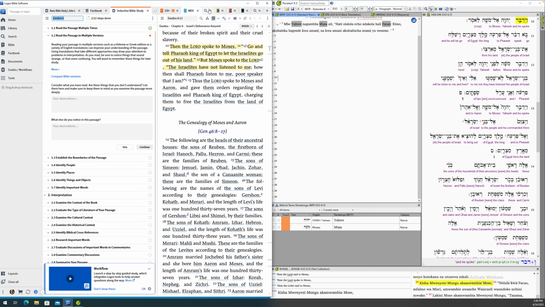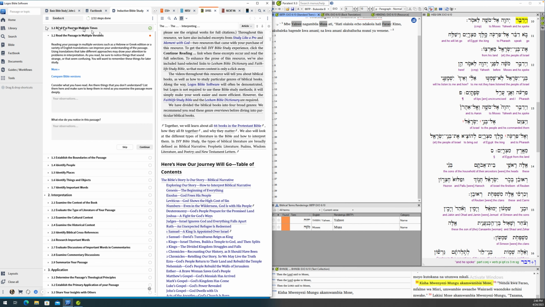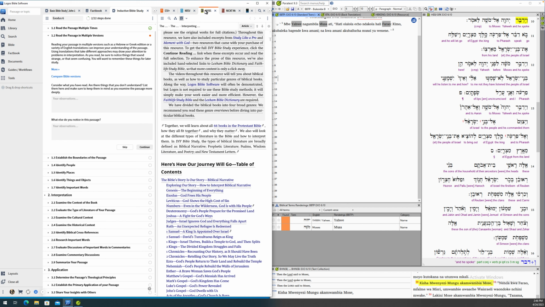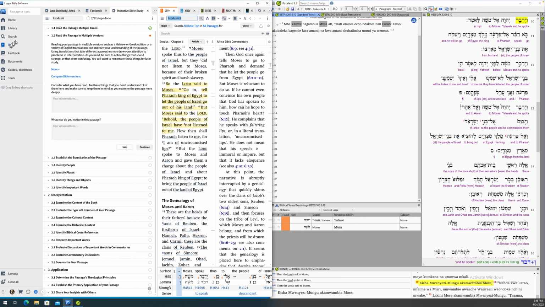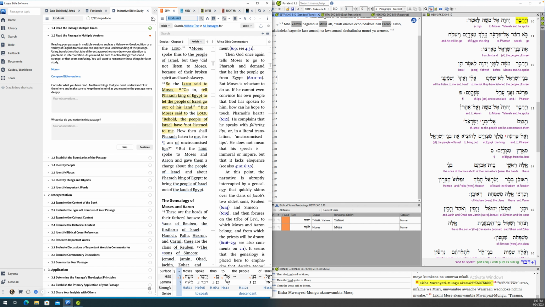So I want you to read it in Swahili and in English, and take note of the differences in the translation, and make note of those things here. I wonder if the Swahili version is in Logos. Let's see.